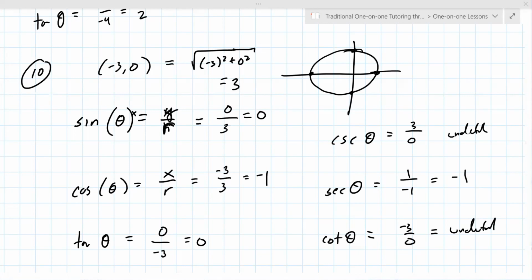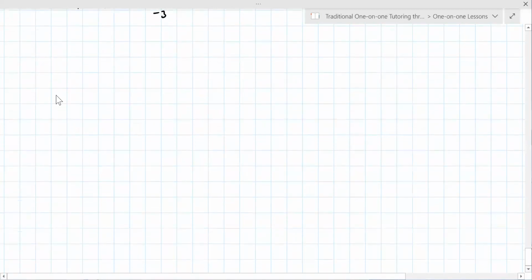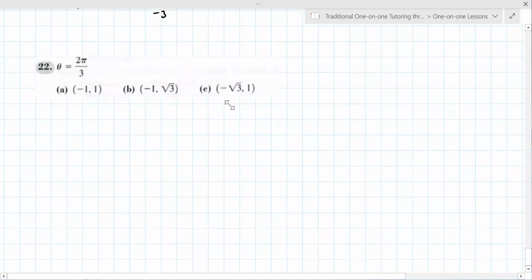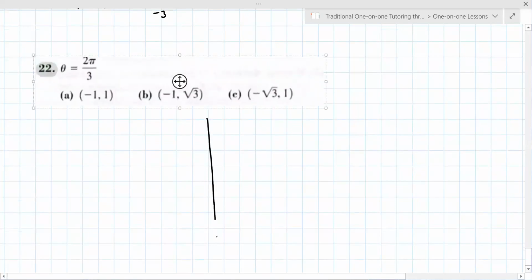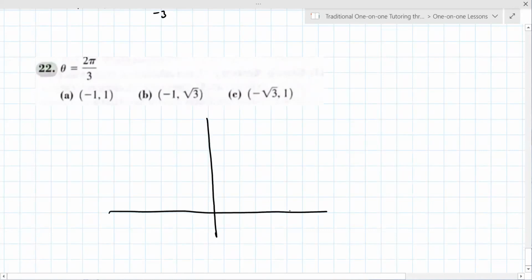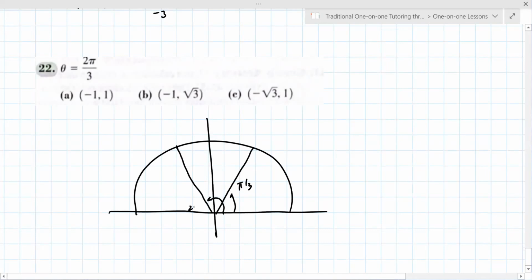Okay, 22. It's a weird question. It's multiple choice. If you have a unit circle, you would just grab it and answer this, but we'll try and show you how to do it if you don't have a unit circle. So here is kind of the upper half. This is pi over 3 right here. And then 2 pi over 3 is the same height. It's 2 pi over 3.